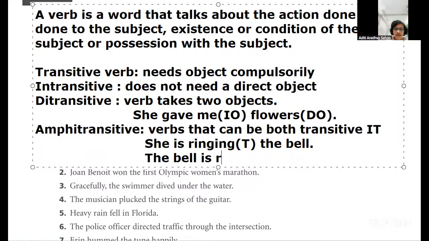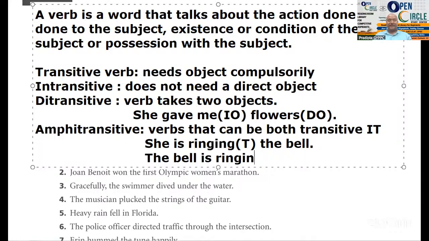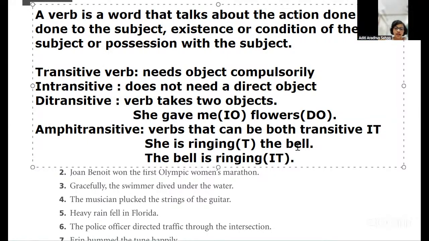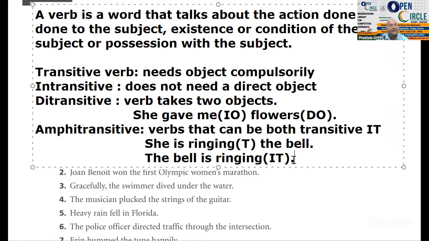Sir, he flies kites. He flies kites. That is transitive. Then can you make an intransitive of it? Yes, sir. He flies kites in the sky. He flies kites. You are already using an object. So that is transitive. Can you think of an intransitive use of fly? The kites are flying. Birds are flying. Here you don't need any object after flying.